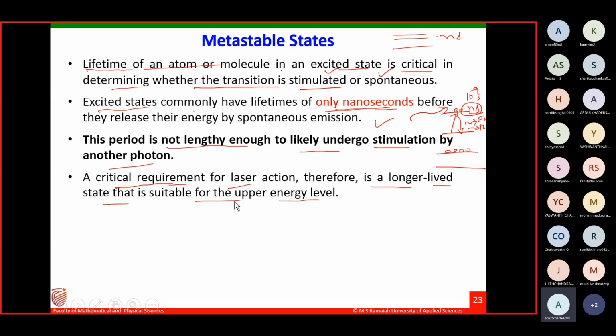Such states do exist only in certain materials, and those kinds of long-lived states are called metastable states. Instead of staying for nanoseconds, the atoms which occupy this excited state will stay for a longer period, and that we call a metastable state.